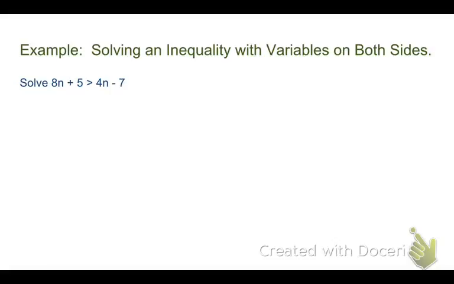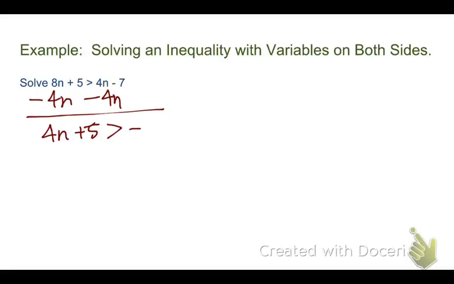We talked about the strategy of trying to make sure we had a positive if possible, so I'm going to subtract 4n from both sides of the inequality. 8n take away 4n gives me 4n with a plus 5 greater than -7, because the 4n and the 4n cancel off.